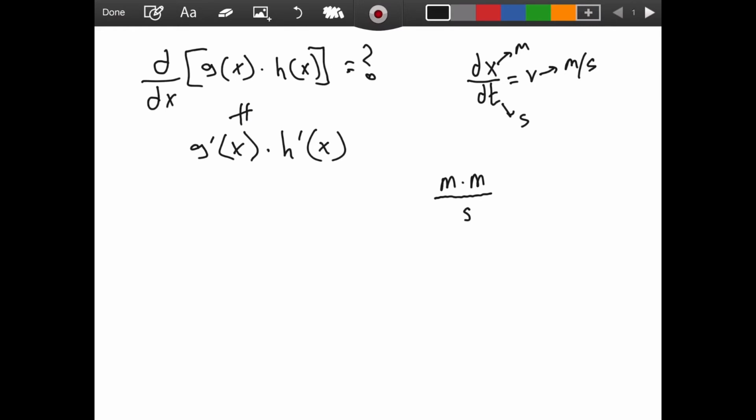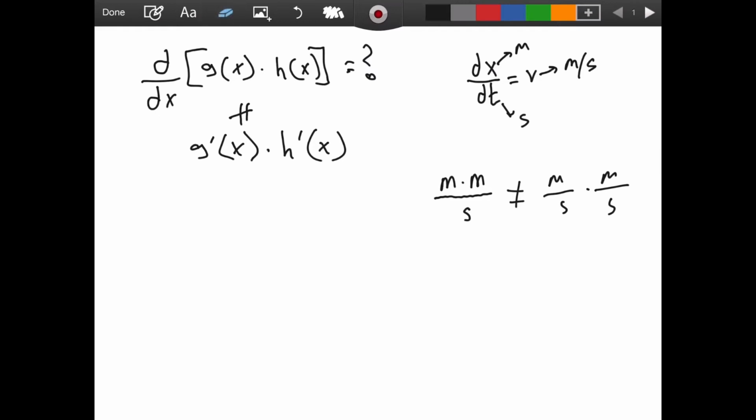Well, what do you have on the right side? You have the derivative of g of x, which was position in our case, so you take its derivative with respect to time and get velocity, meters per second, times another velocity, meters per second. And obviously these are not equal. Even the units don't match. So it is obvious when we think like this that it is not correct to say the derivative of a product is equal to the product of the derivatives. You can't distribute the derivative like this.